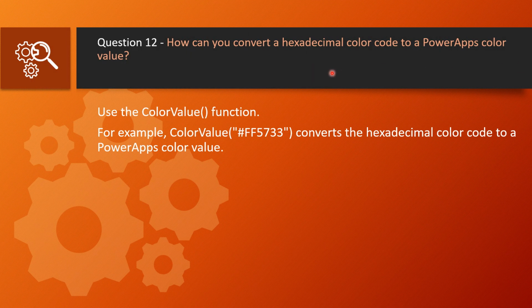How can you convert a hexadecimal color code to a PowerApps color code value? For this you need to use the ColorValue function. You pass the hexadecimal value, and it will convert the hexadecimal color code to a PowerApps color value.